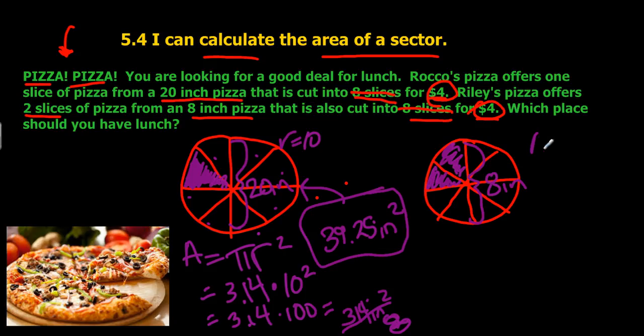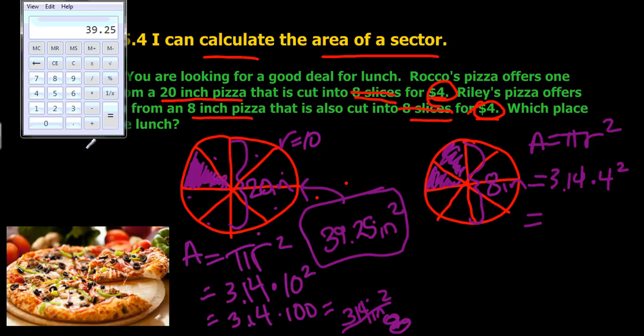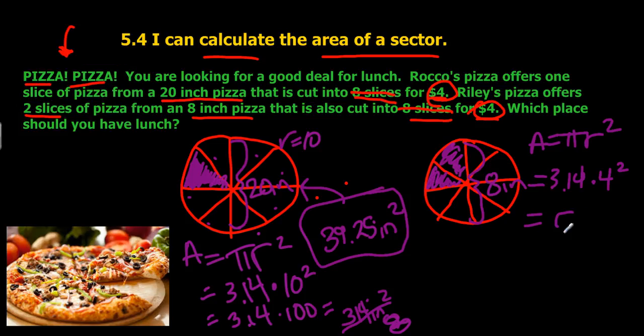So same idea, I'm still going to use my A equals pi r squared. And I take my 3.14. This time my radius, if my diameter is 8, my radius is 4. And this time I'm going to pull out my trusty calculator. I take 3.14 times 4 times 4. And I get 50.24 inches squared is the area of the whole pizza.